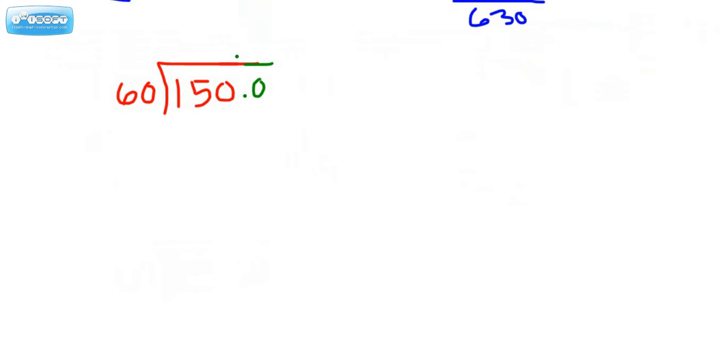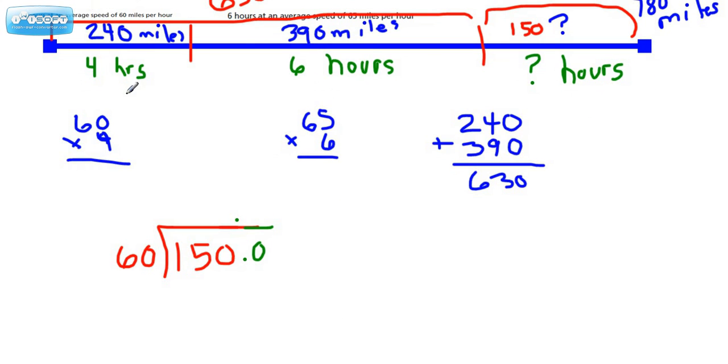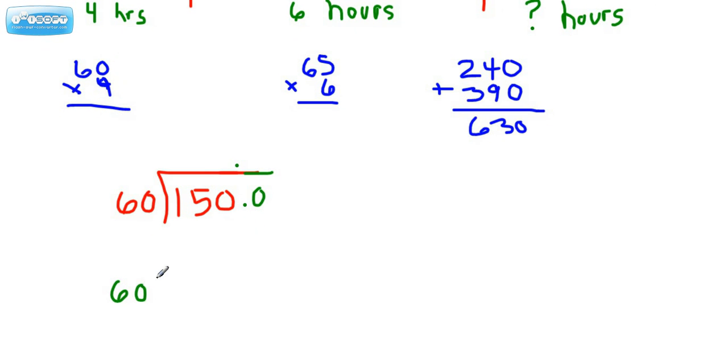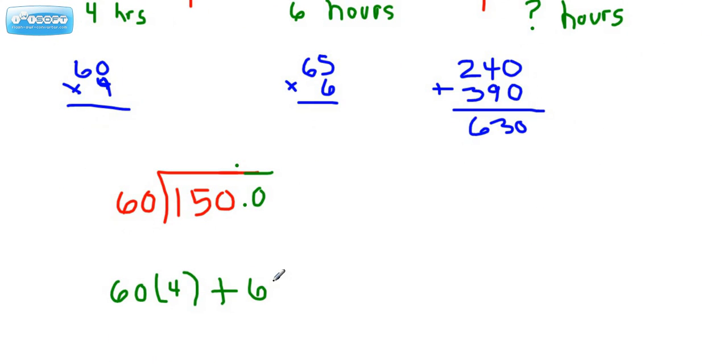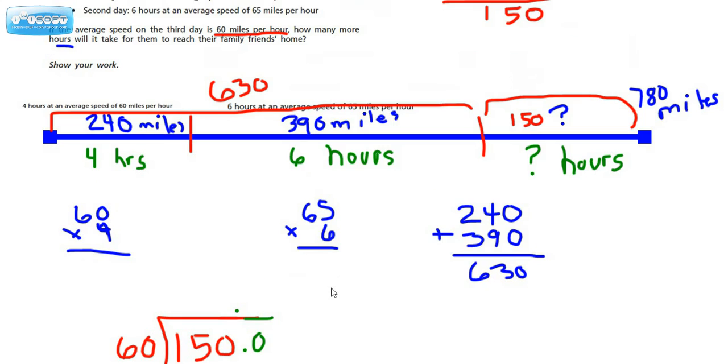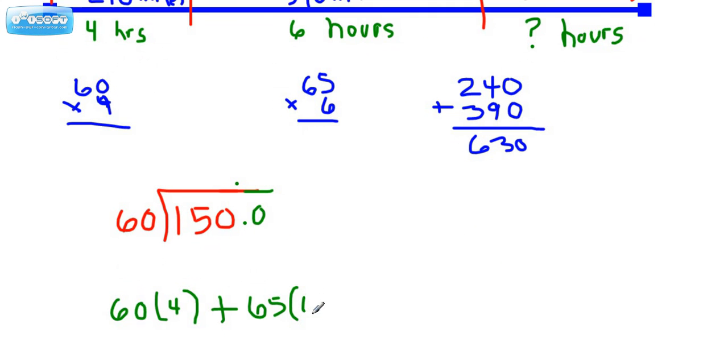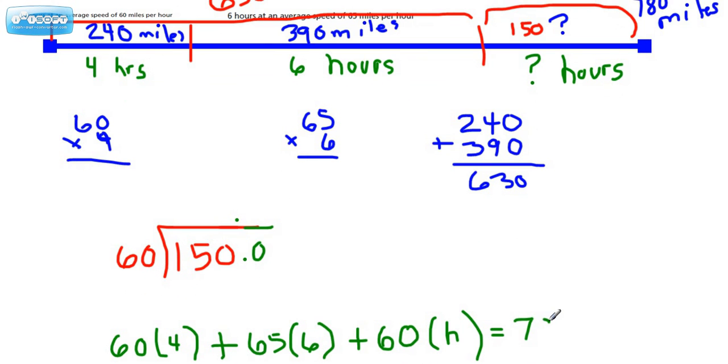Now another way you could think of this is you could say to yourself, we're going 60 times 4 for day 1 of the trip, plus the second part of the trip we're going 65 times 6 hours, plus 60 miles for some unknown number of hours, we'll just put H. And all that has to equal 780 miles. So if you want to solve this equation, that's another way to do it.